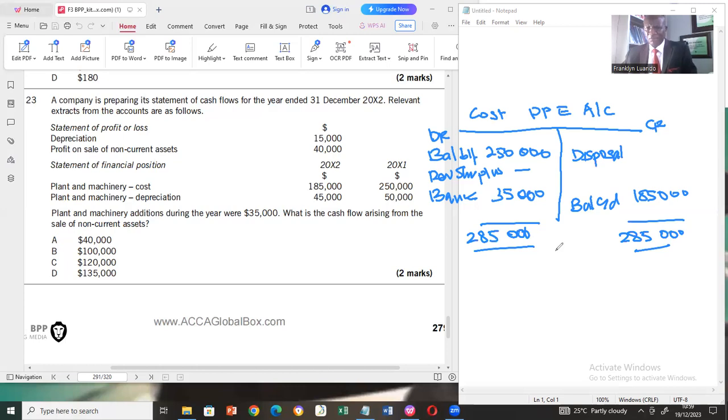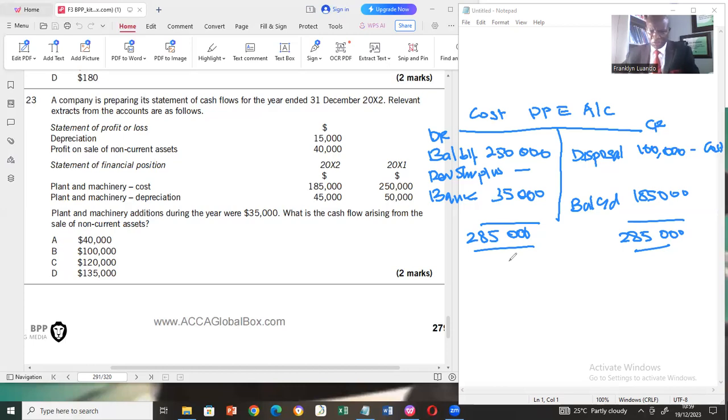And then we have 285,000 less 185, this will be 100. So 100,000 is the cost of the asset. But we need to find the carrying value of the asset sold. Therefore, we need to prepare the allowance for depreciation in order to determine what was the depreciation on the asset sold.